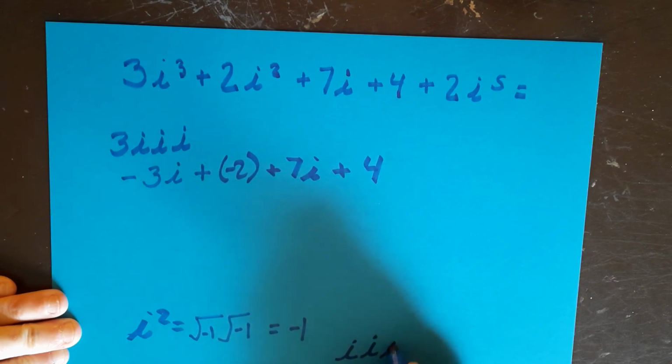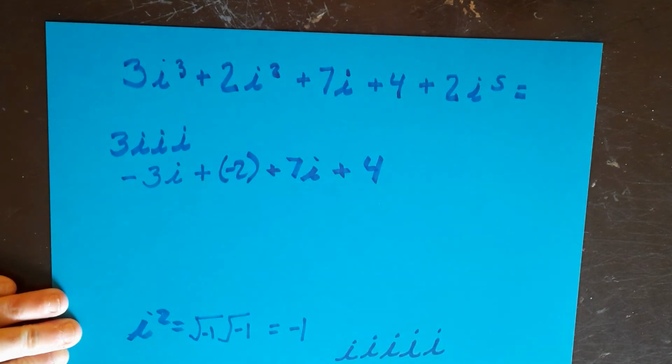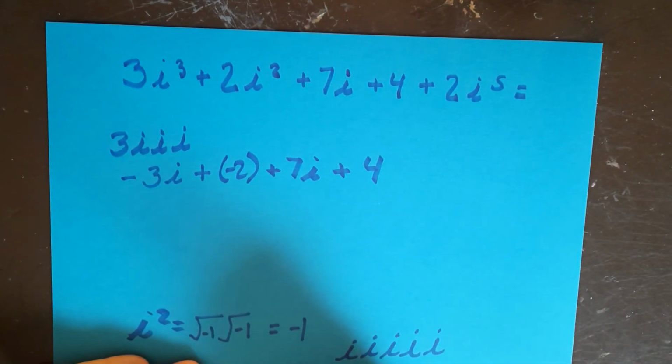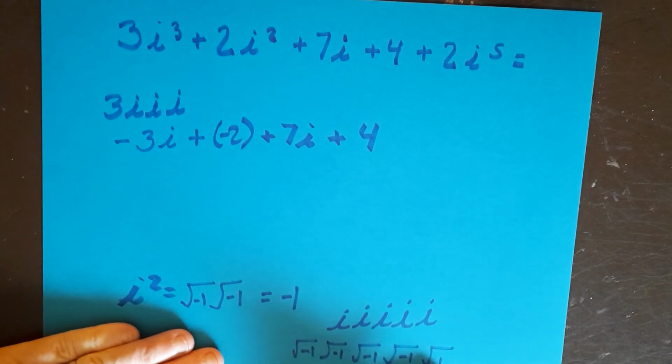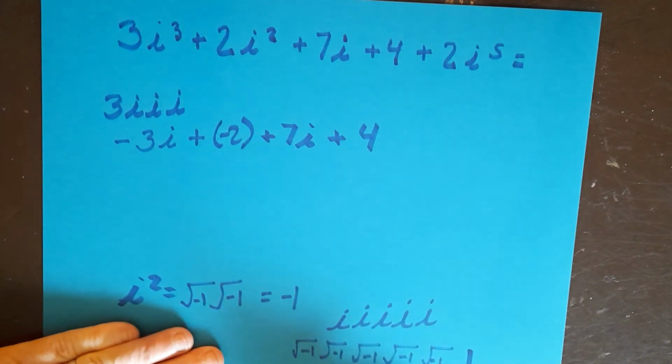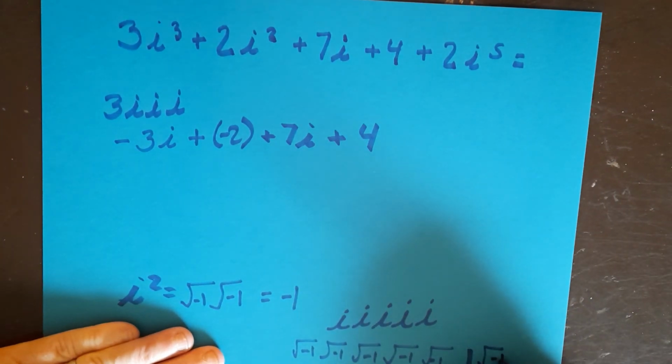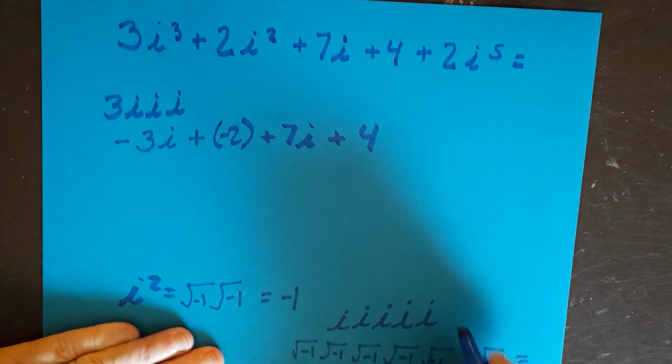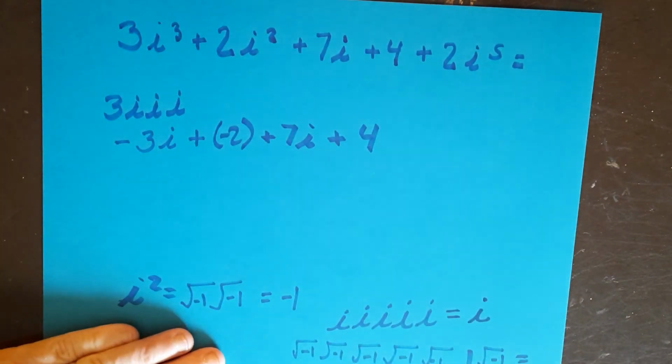i to the 5th is i times i times i times i times i, which is the same thing as the square root of negative 1 multiplied by itself 5 times. These two multiplied by themselves become negative 1. These two multiplied by themselves become negative 1. And this square root of negative 1, sorry, is still left there. So negative 1 times negative 1 is 1 times the square root of negative 1, which is the same as i. So we have 1 times i, which is just i. So i to the 5th is simply i.